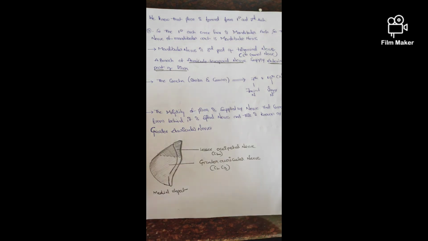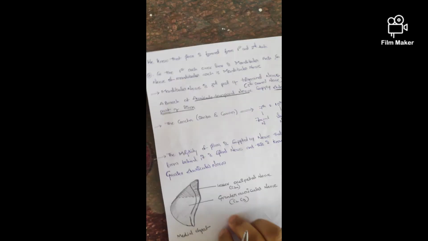We know that the pinna is formed from the first and second arch. The first arch is also known as the mandibular arch, which is supplied by the mandibular nerve. The mandibular nerve is the third part of the trigeminal nerve, that is the fifth cranial nerve. A branch of the auriculotemporal nerve supplies the anterior part of the ear pinna.